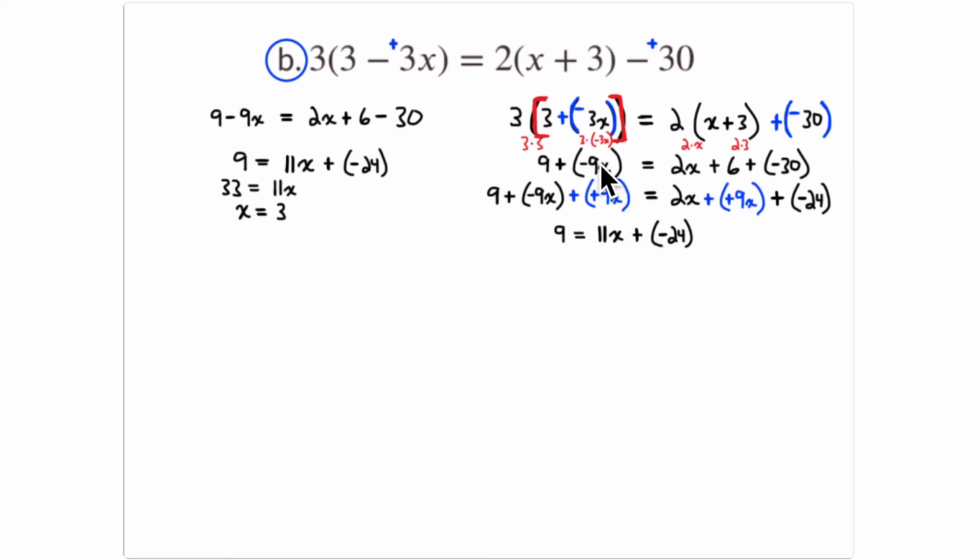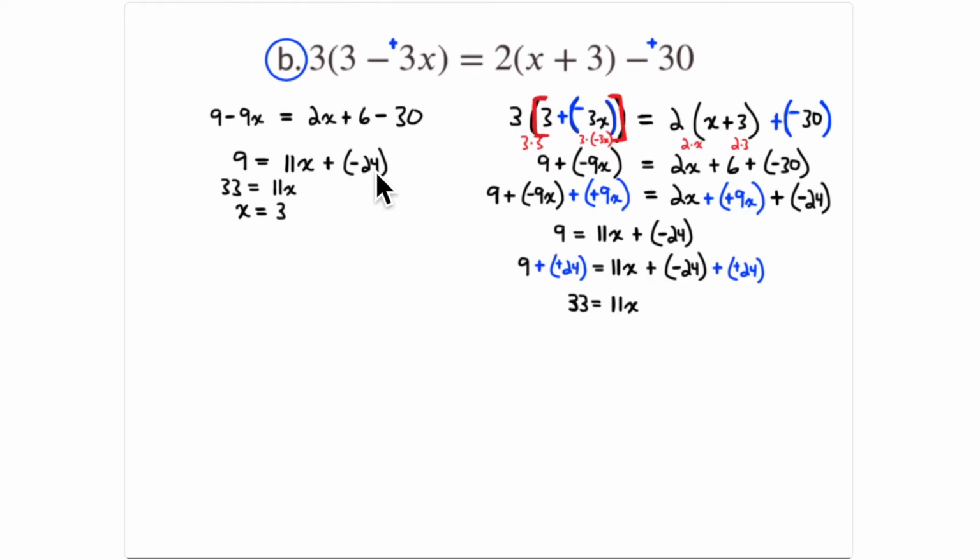So I want to get rid of the negative 9x. I want to work with positive x's. So get rid of the negative 9x by adding a positive 9x. Add a positive 9x over here. You end up with 9 equals 11x plus negative 24. Same as over here. So then you have to get rid of this negative 24 by adding a positive 24. 33 equals 11x over here.